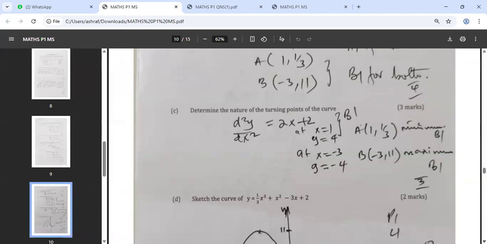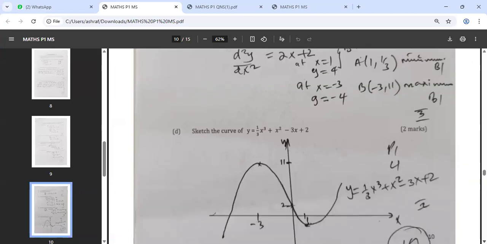So now for the sketching, once you get the turning points, the x-intercept and the y-intercepts, then you plot the turning points, you plot the x-intercept and the y-intercept. Then the rest you just sketch.